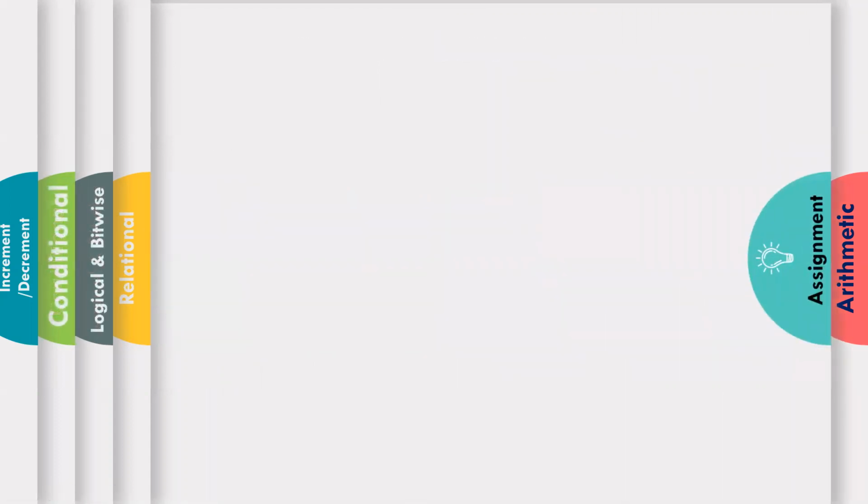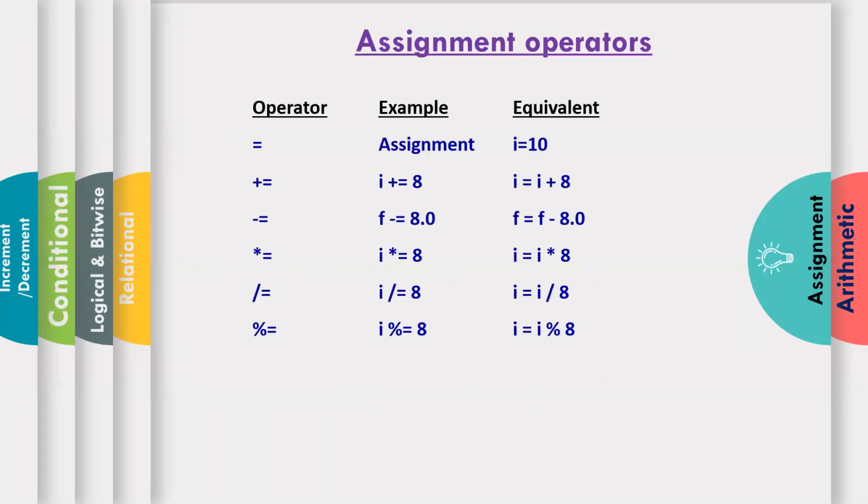Next, coming to assignment operators. These are the assignment operators in C. The first one is equal to. You know this; equal to is nothing but the assignment operator. An example is i equal to 10. What happens if you write i equal to 10? The value 10 is assigned to i. You must remember it is a right to left assignment. That means the value 10 is placed in i.